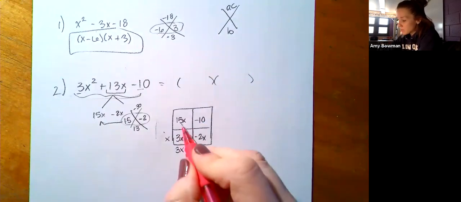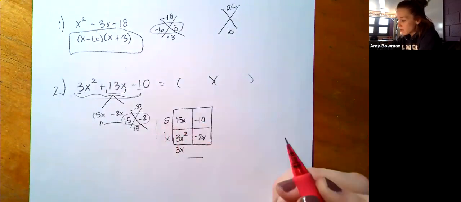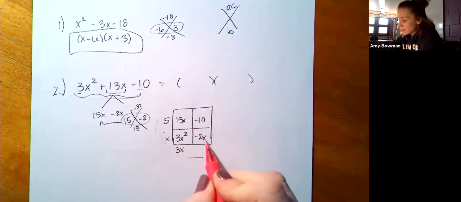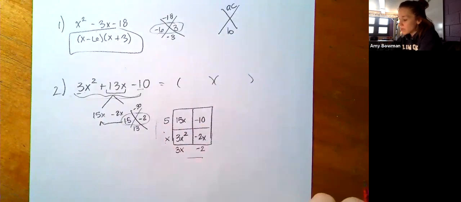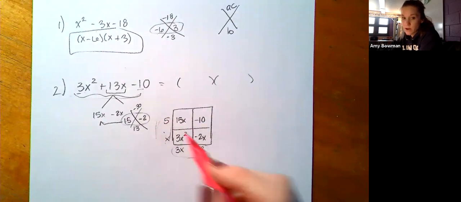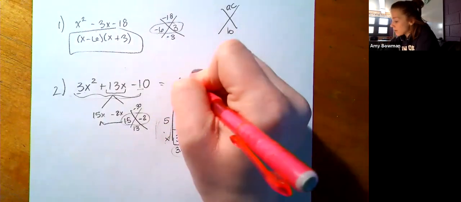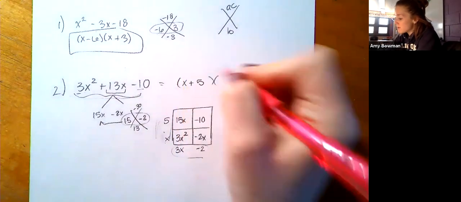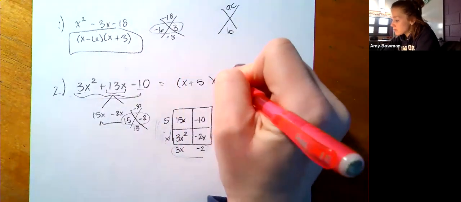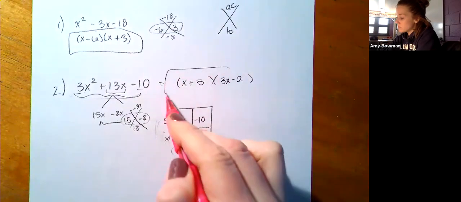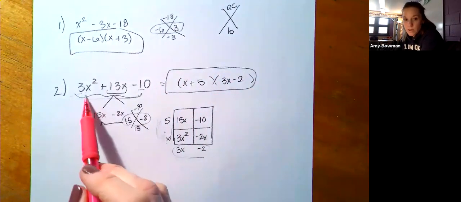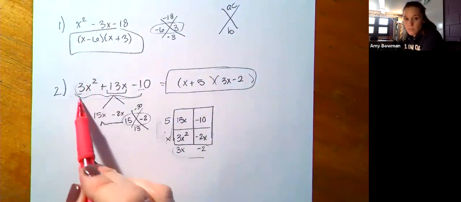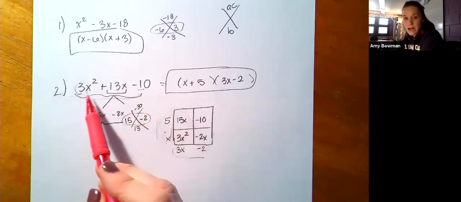And then 3x times what is 15? That's a 5. And then x times what is negative 2x? Negative 2. So now I have my length times my width, and those two things are how the quadratic factors. So x plus 5 times 3x minus 2. So this is the process you will follow when your a value, or the coefficient in front of x squared, is not 1.